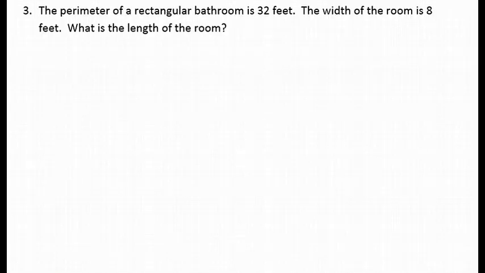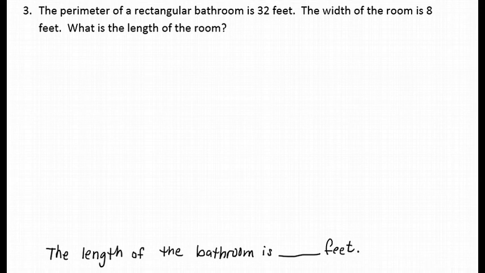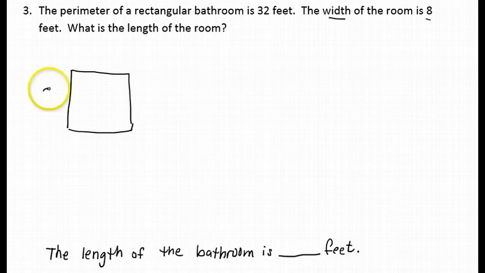The next question says the perimeter of a rectangular bathroom is 32 feet. The width of the room is 8 feet. What is the length of the room? I'll start by writing my answer statement. The length of the bathroom is blank feet. And I'm going to draw a picture showing the dimensions that we know from the start. It says that the width of the room is 8 feet. So I'm going to mark 8 feet on this side, which means the opposite side is also 8 feet.